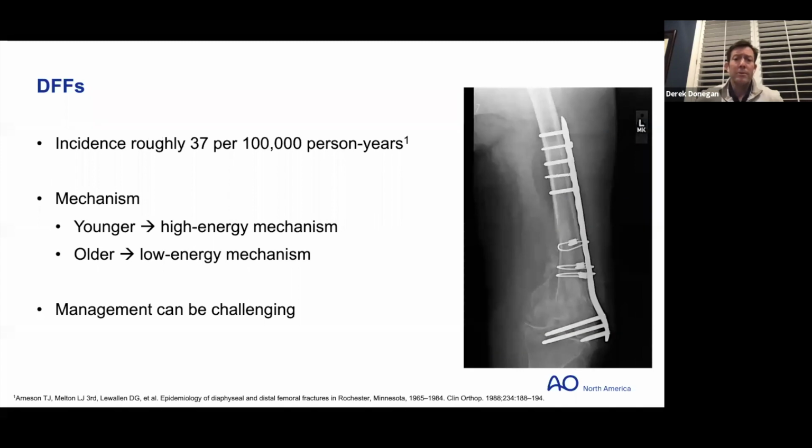So distal femur fractures, as a lot of us know, they happen, and it's not that insignificant. Most of us will take care of them in some way, shape, or form at our institutions. The mechanism, just like almost any injury to the lower extremity, similar to the hips: in the younger, it's a high energy mechanism. In the older, it's more of a lower energy osteoporotic type of fracture. And the management of these can be challenging for multiple different reasons.